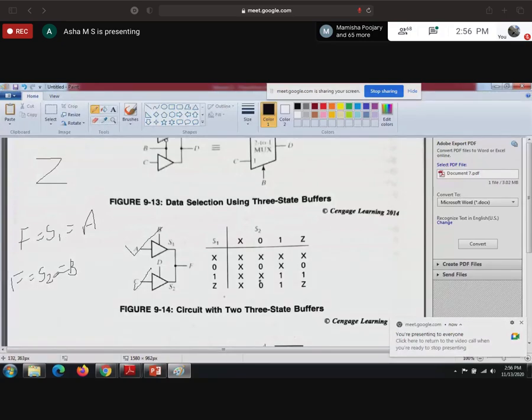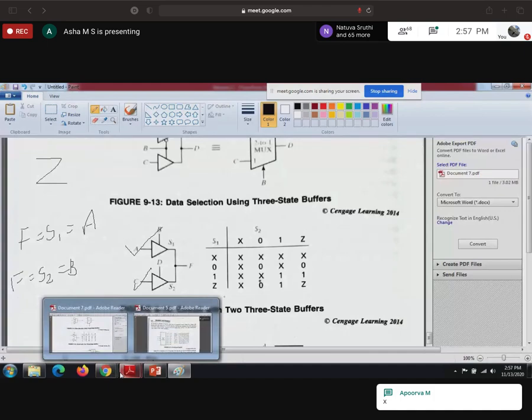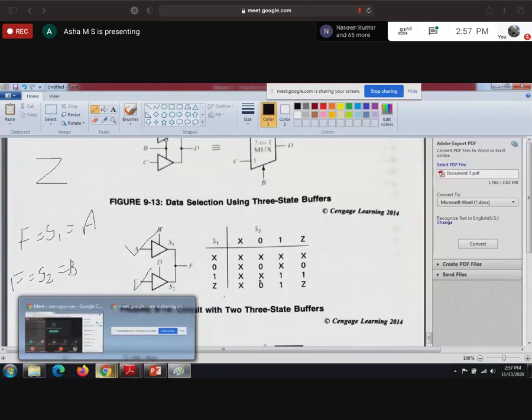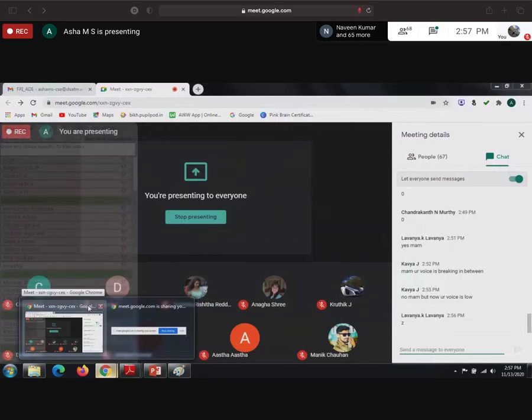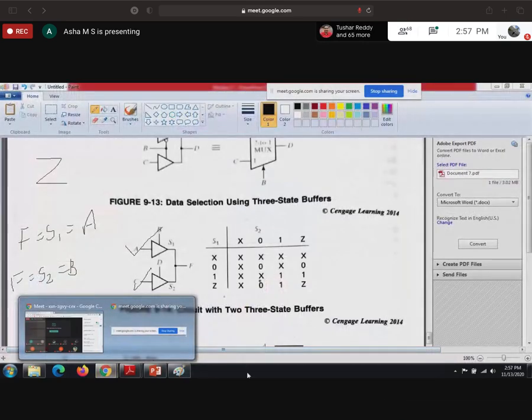So when either of the buffers is enabled, we know the output. Either one is enabled means the other will be disabled. Now both are disabled means the output will be open. Now answer me, if both are enabled, what will be the output? Both are enabled at a time. Any idea if both are enabled? I'll give the example, then let you guys answer.